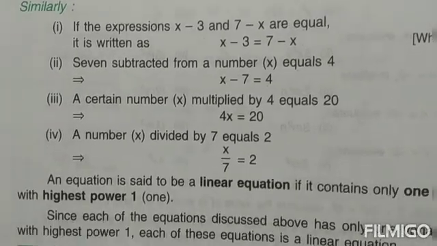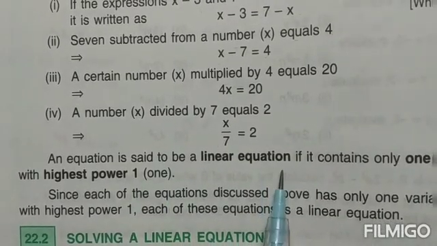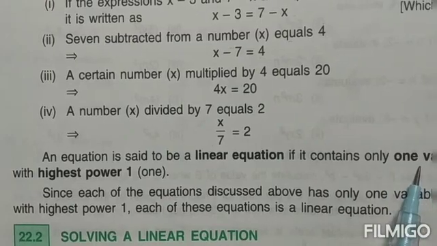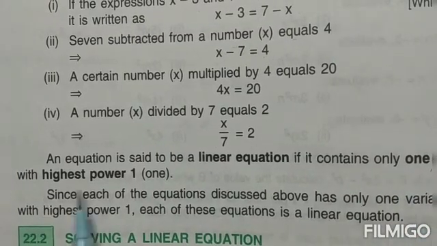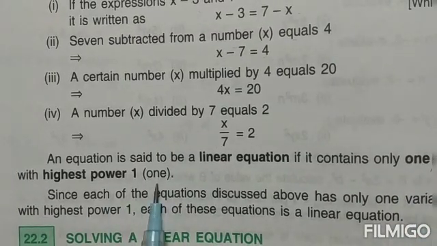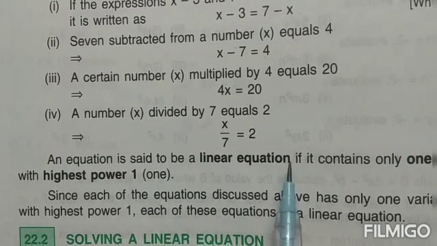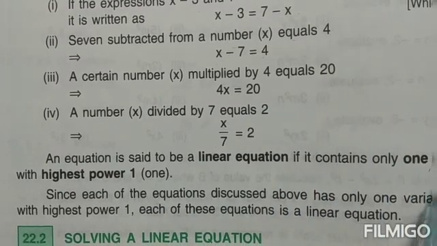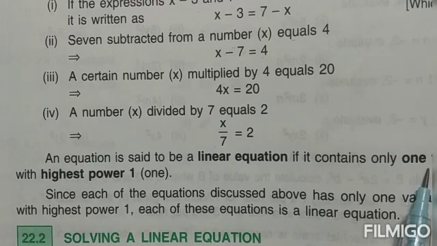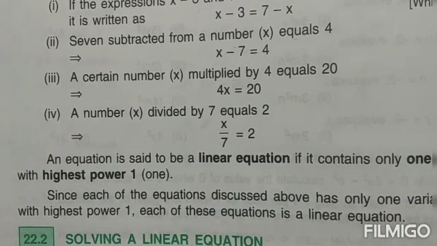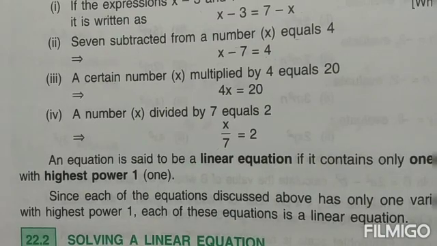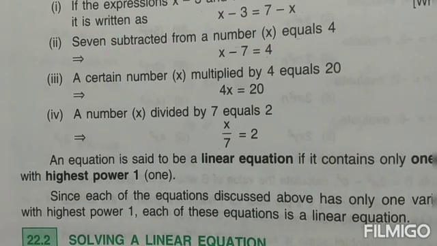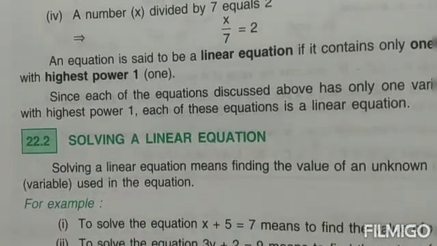An equation is said to be a linear equation if it contains only one variable with the highest power, that is 1. That means only a single variable should be used in an algebraic expression. Then that kind of an expression is known as a simple linear equation. Now let's see how to solve a linear equation, children.